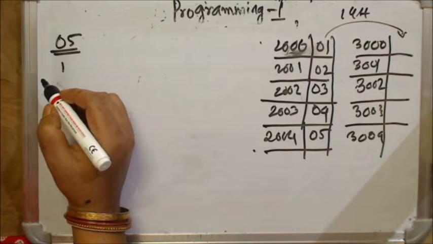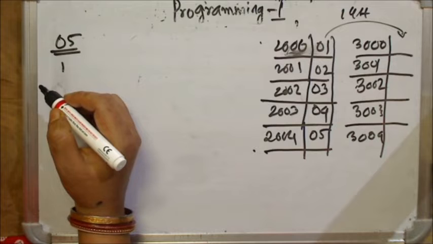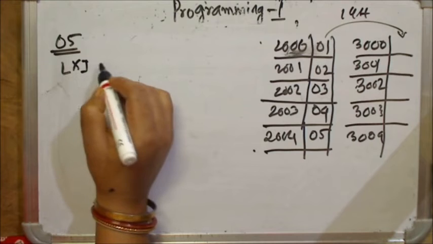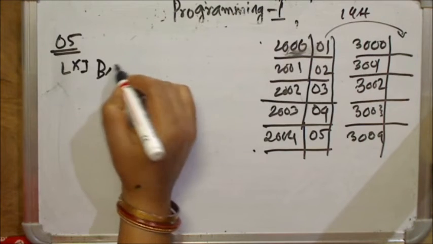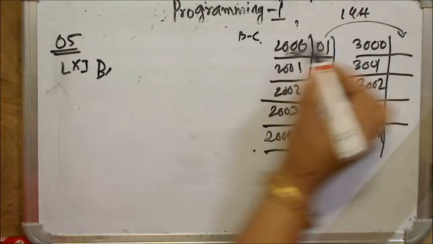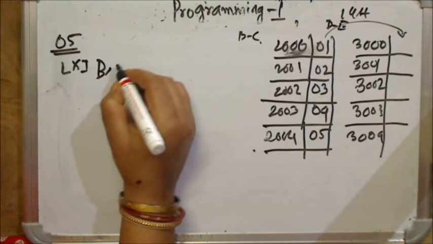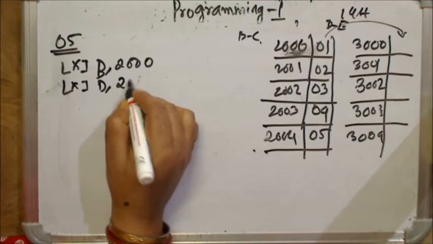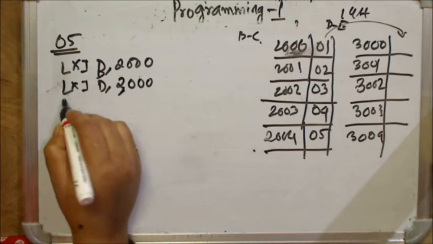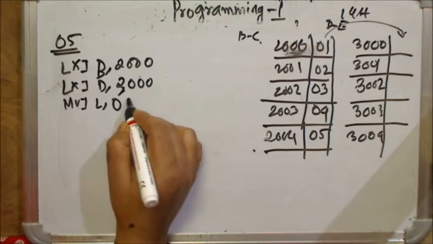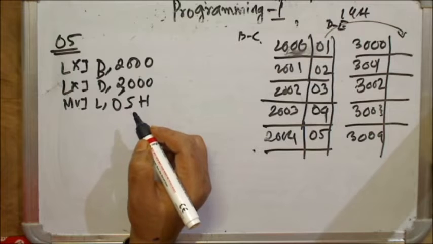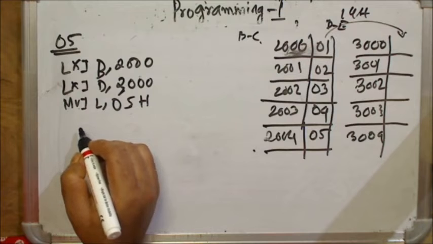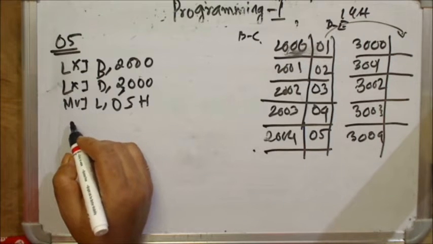Now what is the first instruction? We have to initialize the register pairs. That is LXI B and LXI D. Suppose I am using the BC pair for the source and the DE pair for the destination. So LXI B, 2000. LXI D, 3000, right? Then MVI L, 05H. Okay, 5 in decimal and 5 in hexadecimal are the same. So MVI L, 05H. Then the initialization part is over.